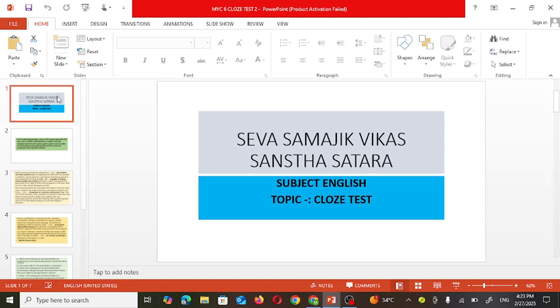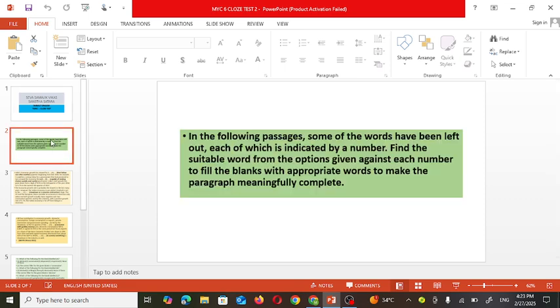In our today's English session, we are going to continue with the last topic, that is cloze test. Now you have the idea how the question can be there for this. Read the question. In the following passage, some of the words have been left out, each of which is indicated by numbers. Find the suitable word from the options given against each number, to fill the blanks with an appropriate word to make the paragraph meaningfully complete.